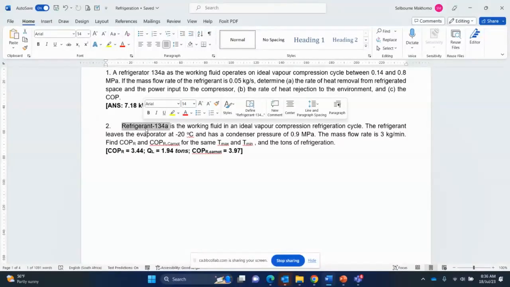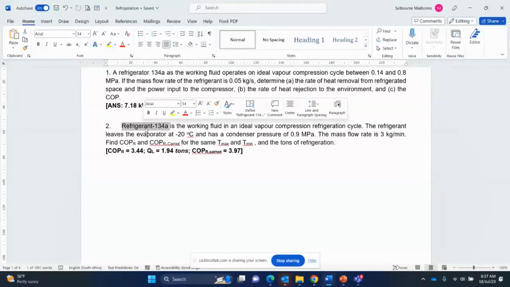Now, the refrigerant leaves the evaporator at 20 degrees Celsius and has a pressure of 0.9 megapascal. Now, in this type of question, there are two things that you will be given. It's either you'll be given evaporating temperature or evaporating pressure. So in our case, we are given evaporating temperature.